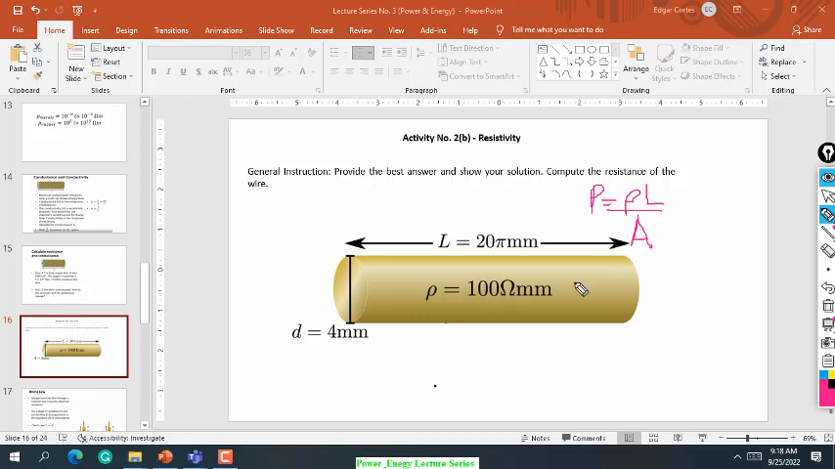Rho L over A. Rho is given. But please take note of the unit, mm. It should be converted into meter. Well, actually you don't have to convert to meter, since everything is in mm, so the equation is still satisfied. L is given also. We have 25 mm, and pi, which is 3.1416.